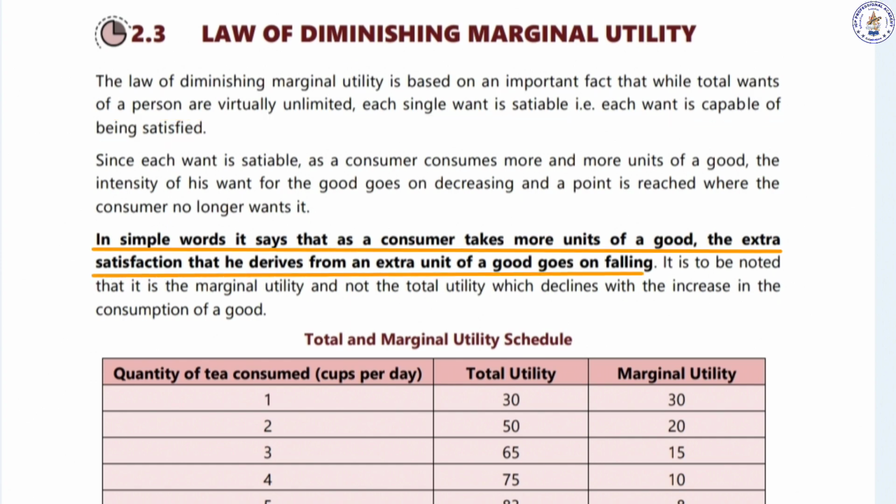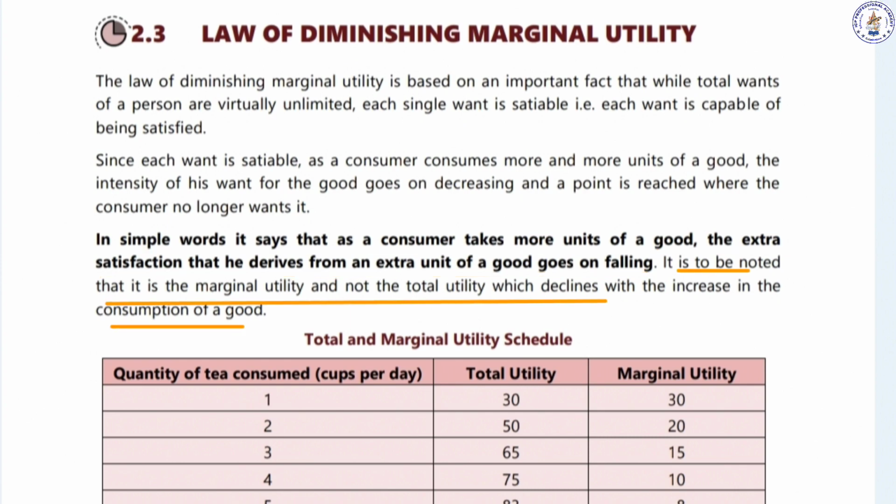Now, in simple words, when a consumer takes more units of the same good, the satisfaction that he derives from every extra unit of a good goes on falling. It is the marginal utility that declines, but not the total utility. The total utility will increase, because even if it has 1 unit of satisfaction, it will be adding up to the utility derived by consumption. But marginal utility, as I told you already, is the difference between the utility derived from the previous unit and the utility derived from the next unit. That difference alone will start falling, will come down.